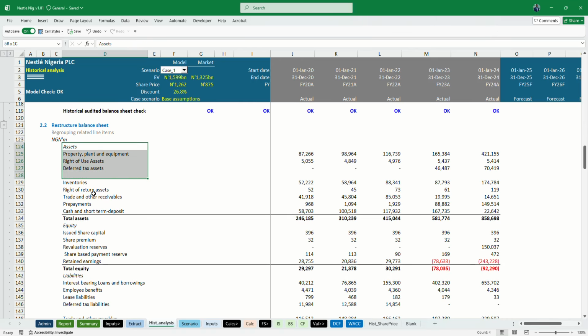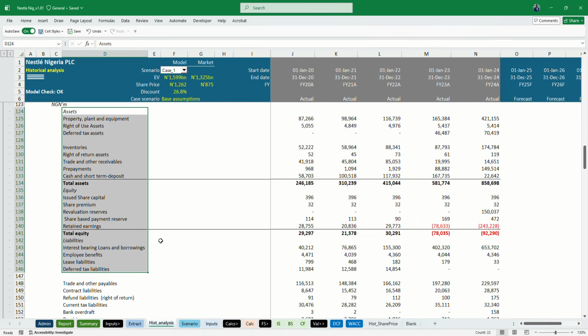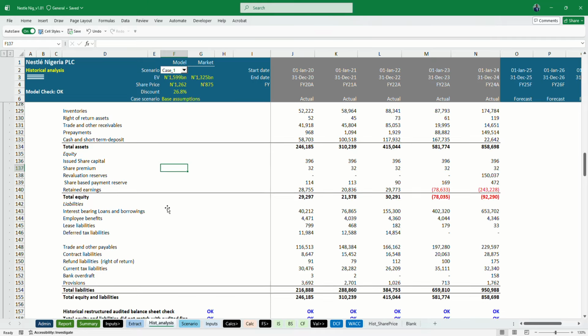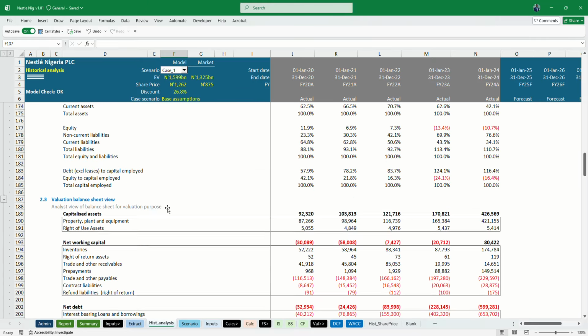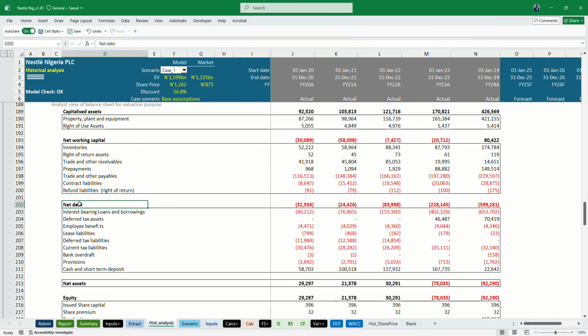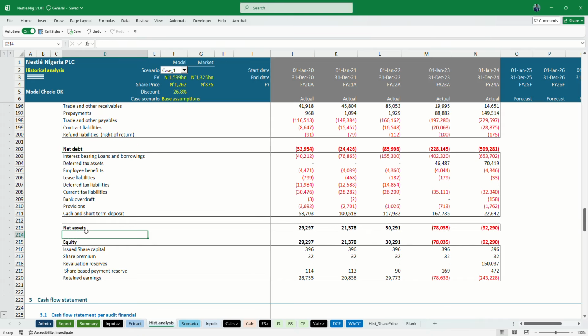So below here, you can see that we have a restructured line item. Okay, the balance sheet figures are still the same. And below here, we now have a further valuation balance sheet view, where you can see these are capitalized assets, these are net working capital line items, these are net debt, right? You can see the net asset and you can see the total equity, so that it's easy for you to see at a glance.